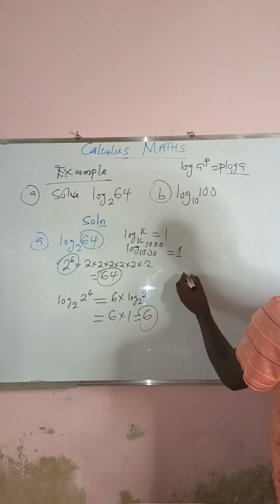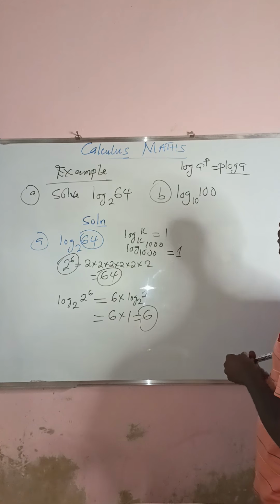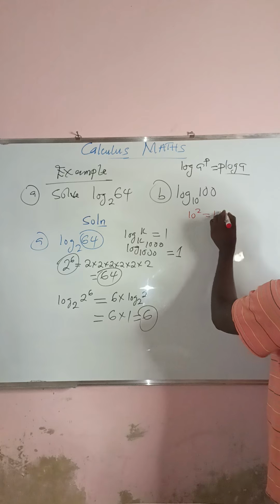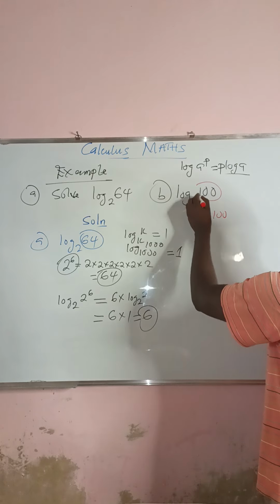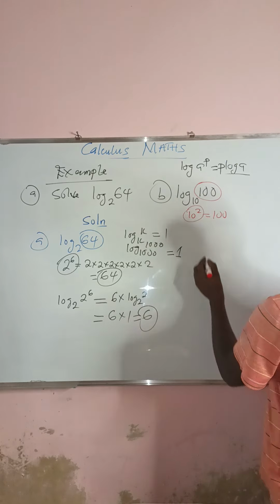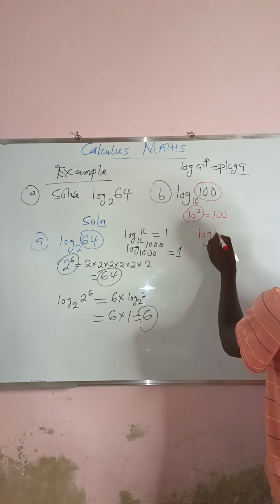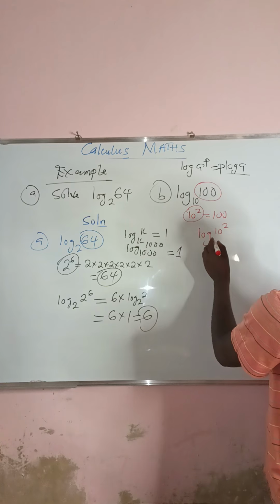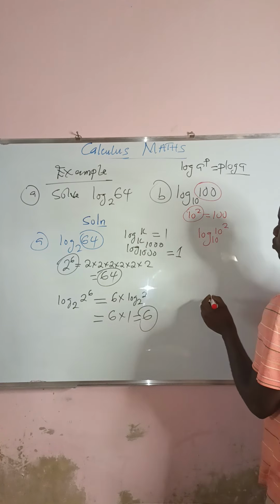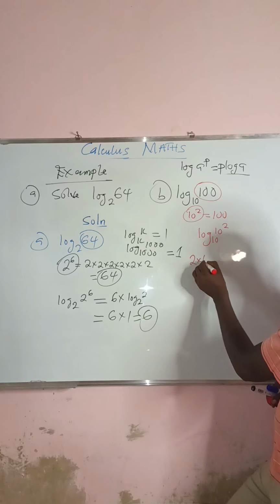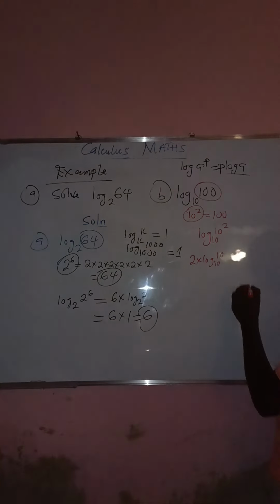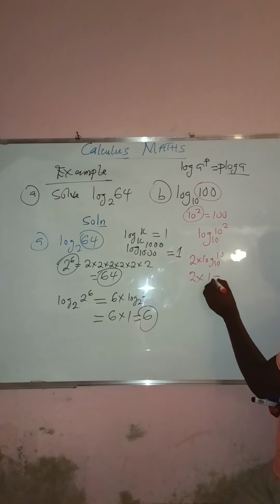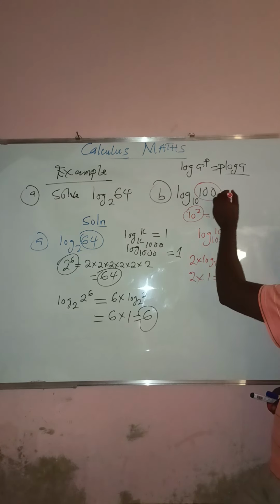And then for the b, as we can see, this is log 100 base 10. Of course, 10 raised to the power of 2 is 100. So we are now going to substitute this 100 with 10 to the power 2. So now we have log 10 power 2 base 10. So this 2 will now multiply the log. We now have 2 times log 10 base 10. And any log equal to its base is going to be 1. So we have 2 times 1, which is 2. So the answer to this is 2.